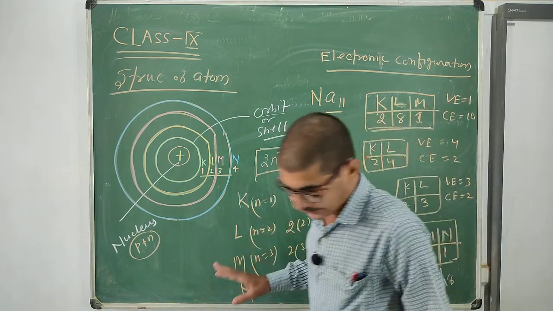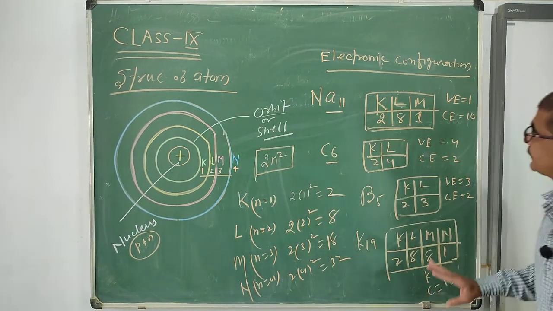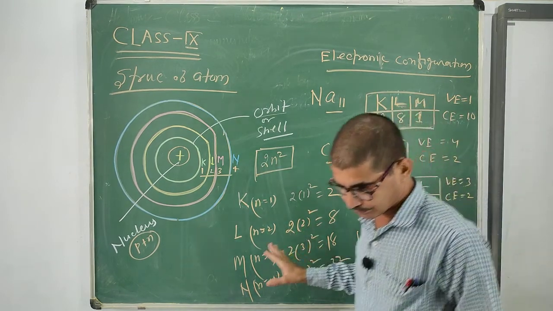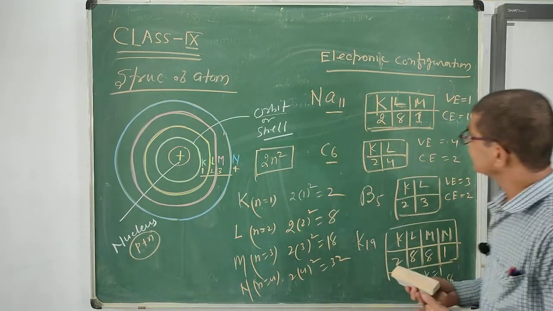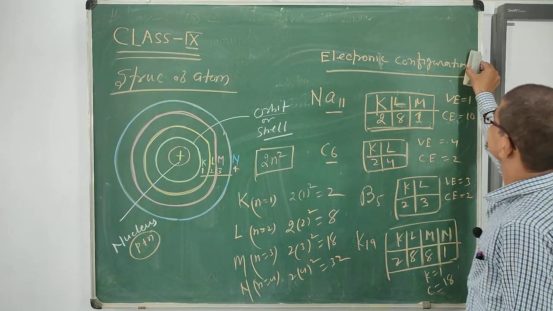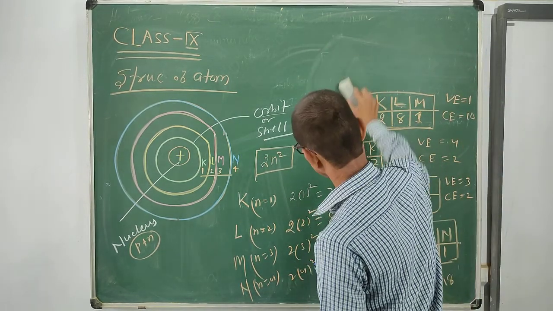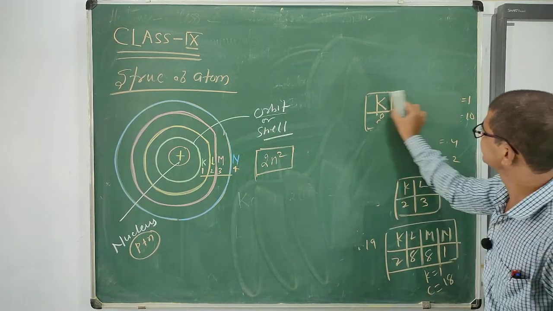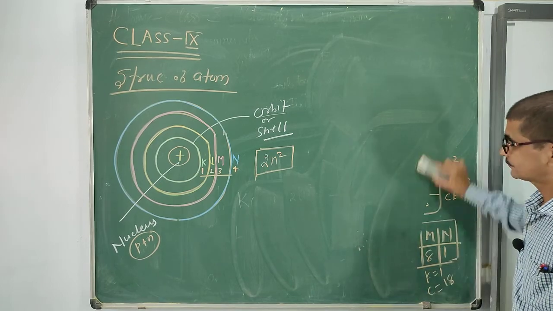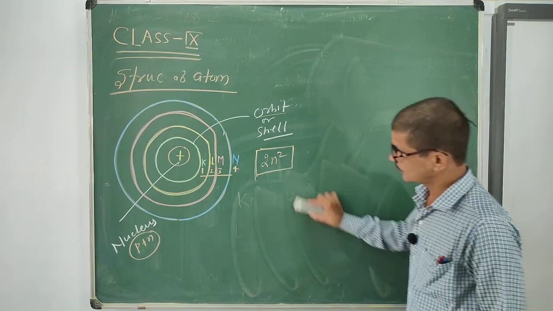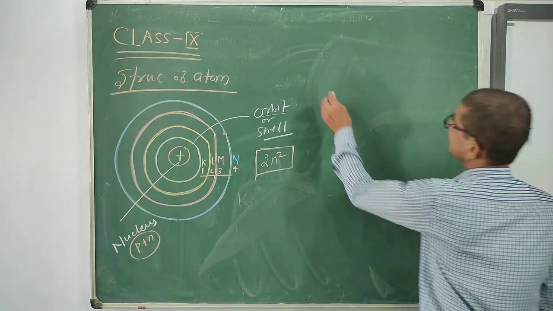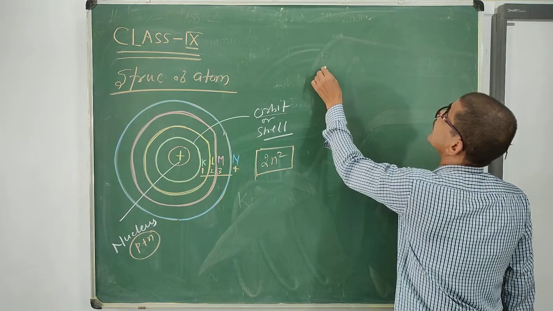So dear students, you now know about electronic configuration, valence electron, core electron and how many electrons rotate in an orbit. This thing is clear. Now, atomic diagram.